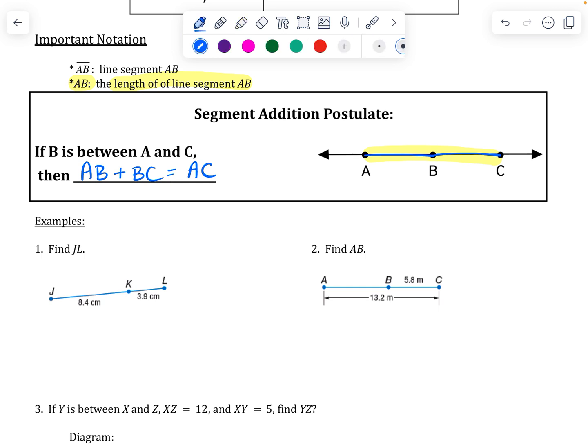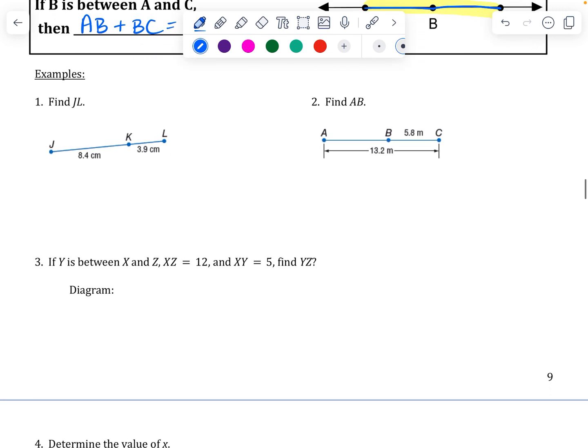So let's look at a few examples. We're going to use segment addition to find JL, which is the whole length here. So we know that JK is 8.4, and we know that KL is 3.9. So we could find the whole length by doing 8.4 plus 3.9, which would give us 12.3, and our units are centimeters. I lined up the decimal points in order to add vertically there.